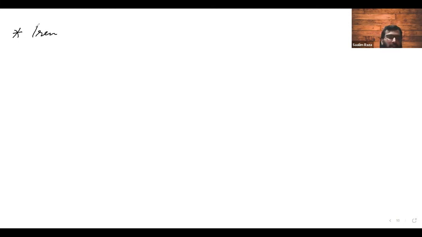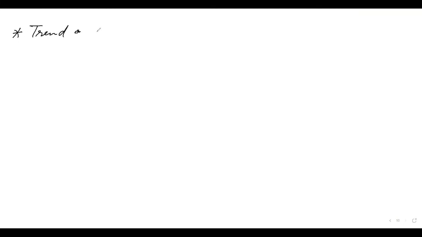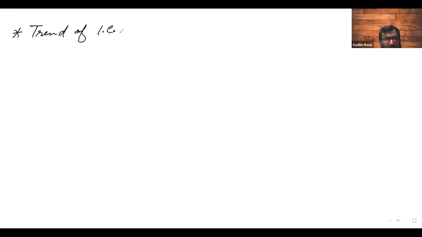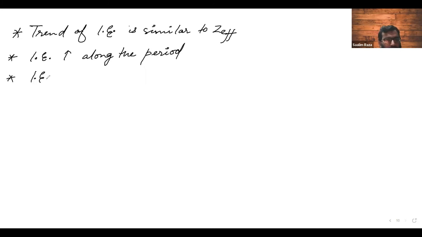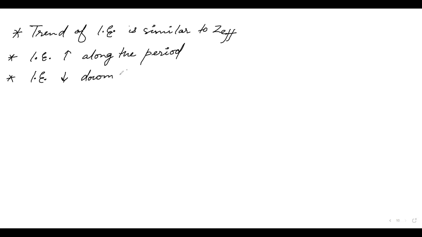So first, I can write the trend of ionization enthalpy is similar to Z effective. Now, what was the trend of Z effective? We will write the same. Ionization enthalpy increases where? Along the period. Very good. And ionization enthalpy will decrease down the group.